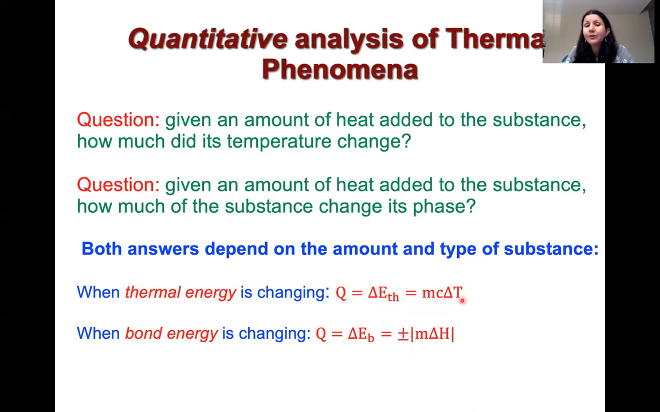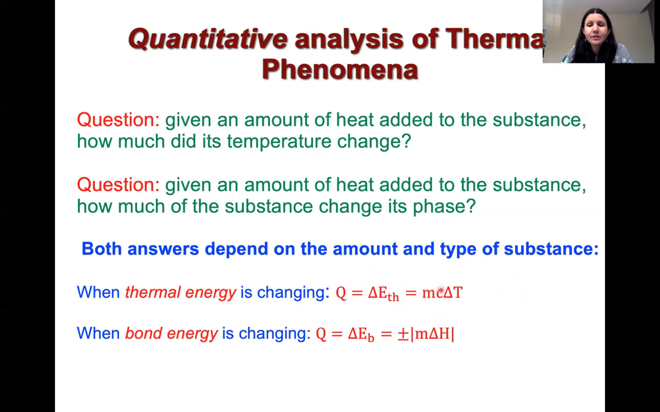20 minus 0 gives you a positive number, so your delta E thermal is positive. If on the other hand, your object is cooling down, let's say from 10 degrees to 5 degrees, 5 minus 10 gives you minus 5, so you get a negative change in thermal energy. So here the sign comes naturally, here you have to choose the sign. So it's kind of a subtle thing that you need to keep track of when you're working these equations.